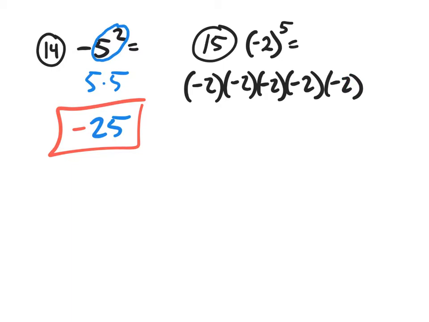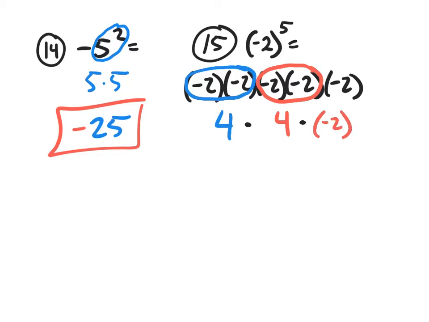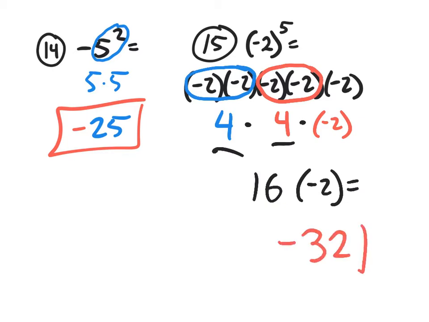Now, how would I actually do this? Because we're not going to be able to use calculators. I would pair them up. I would actually do what's negative 2 times negative 2? Oh, that's positive 4. And then I would do what's negative 2 times negative 2? That's also positive 4. And then we're going to just bring down that odd one out, the times negative 2. Let's actually do this. What is 4 times 4? 16. And then 16 times negative 2. What's negative 32.